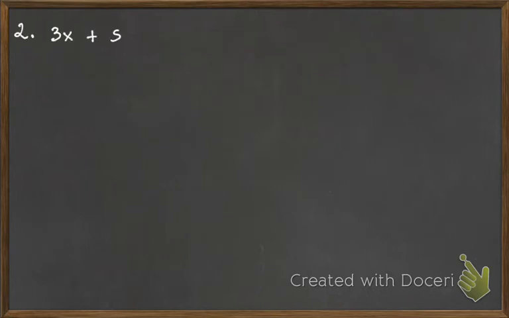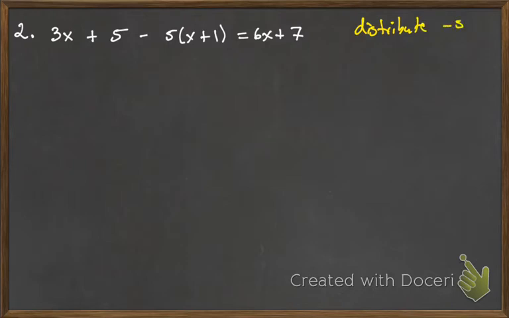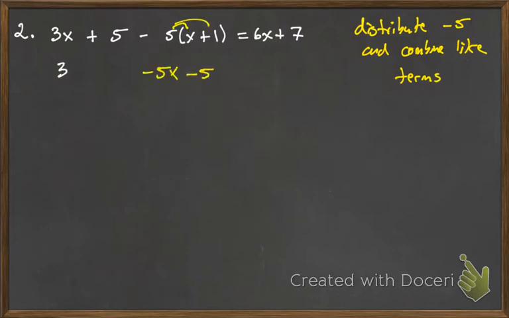So this time we have 3x plus 5 minus 5 times the quantity x plus 1. And what we're going to do is use the distributive property, and we're going to distribute that minus 5 to the x plus 1. And then we will combine our like terms. So that'll give us minus 5x and minus 5, and then we'll write down the rest of the equation. And then we'll combine our like terms. We get minus 2x equals 6x plus 7.